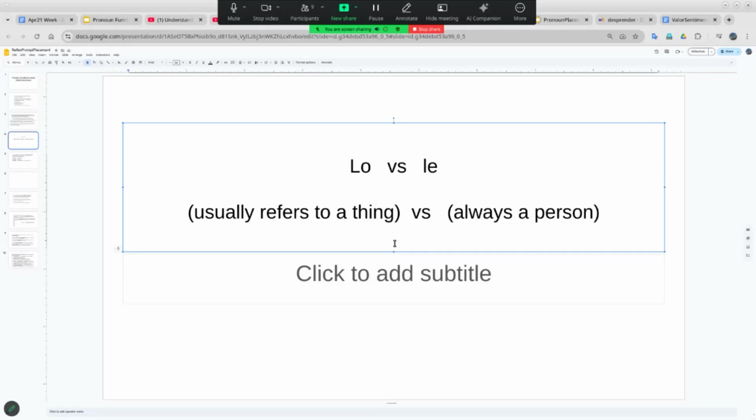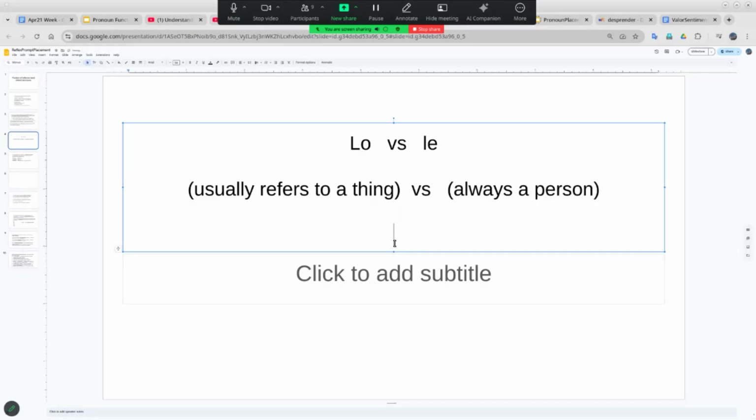Le, in most cases, well, really, it will always be a human being. Le will, I'll say 90, 95, 99% of the time be a person. Okay, let's take a look at an example. Let's make this category a little bit bigger. Lo, or it might be la, or a plural, los, or las, versus le, or the plural, les.